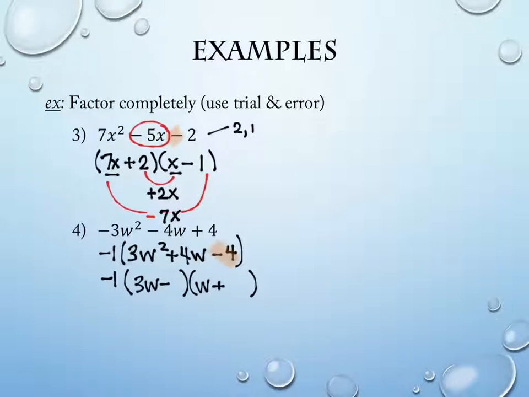I need them to give me a -4 at the end. Remember, don't go back to the original question. You want to look at the one that you factored already the negative out of. And with that problem, there's a -4 at the end. So one positive, one negative. So what are my two options that multiply to give me a 4? 2 and 2, or 1 and 4.